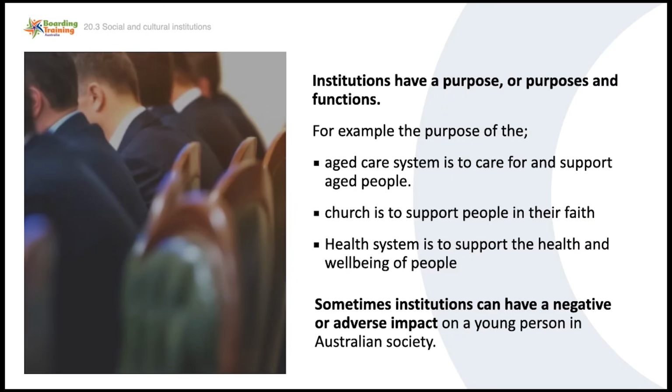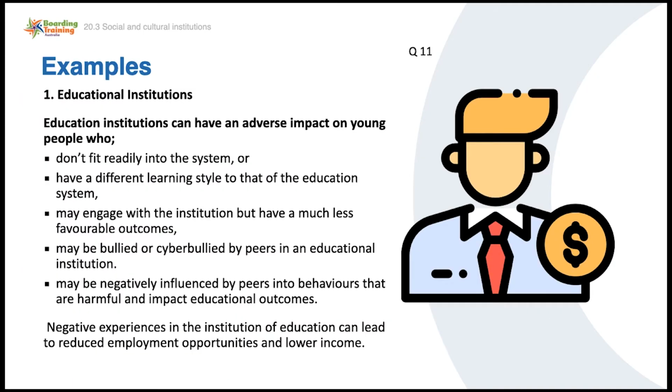Institutions have purposes generally. So the purpose of an aged care system is to care for and support aged people. The church is to support people in their faith, and so on and so forth. But sometimes institutions can have a negative or an adverse impact on a young person. And we've got some examples here. Educational institutions. Some people just don't fit in educational institutions, and so they can have an adverse effect on them. And this will help you with question 11, the next 3 slides.